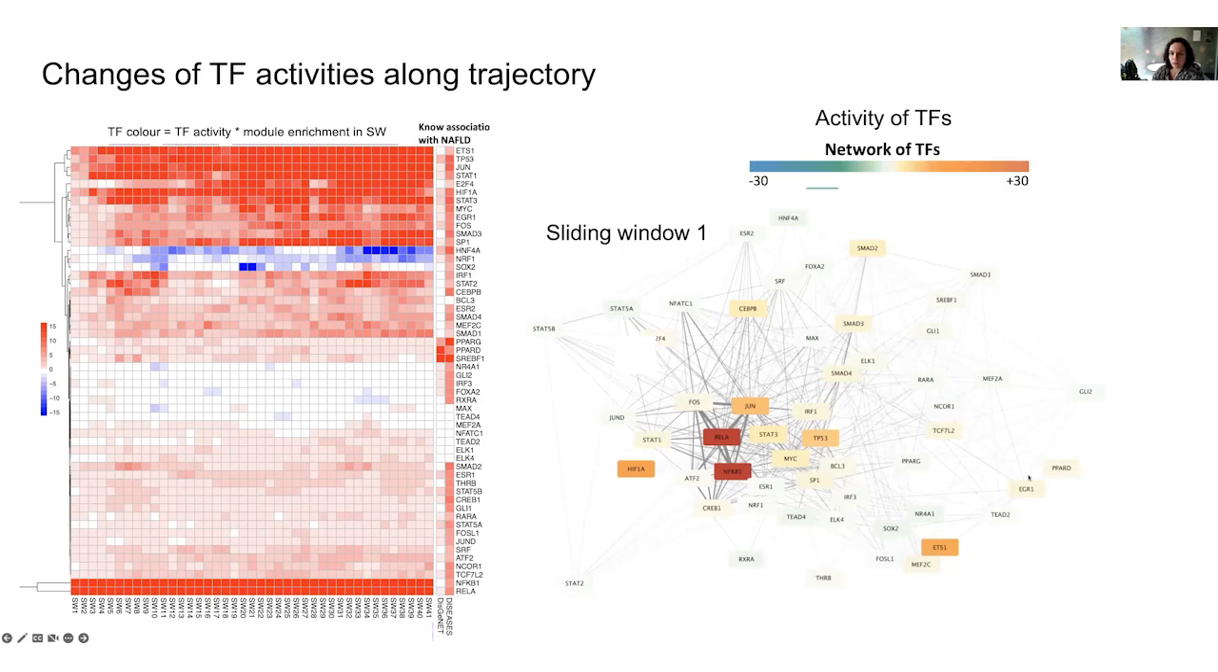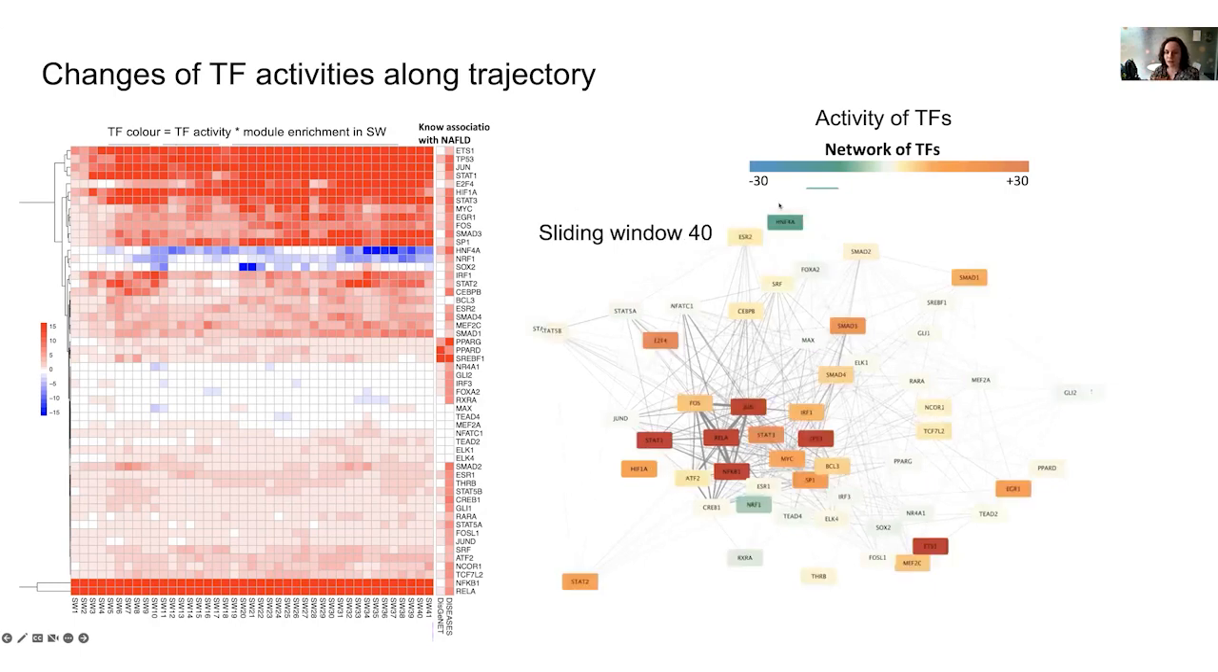Here we have a little network of these transcription factors, and each of these edges indicates that they are functionally similar to each other. You see that we have a little cluster of very functionally similar transcription factors and other ones that are a bit more outliers. This is their score in sliding window 1, and by the end you have many more of these transcription factors that are either upregulated or downregulated.